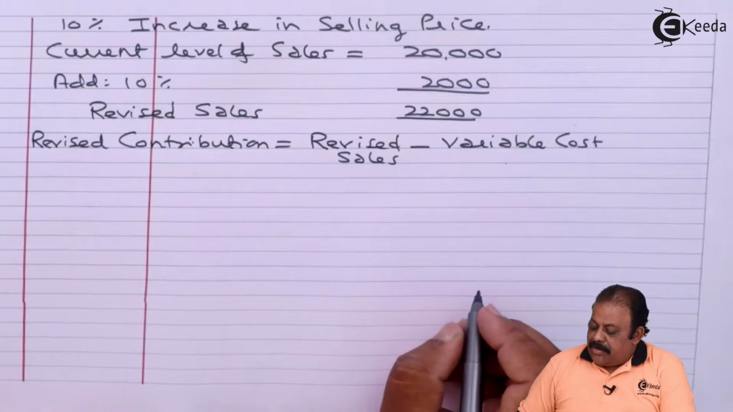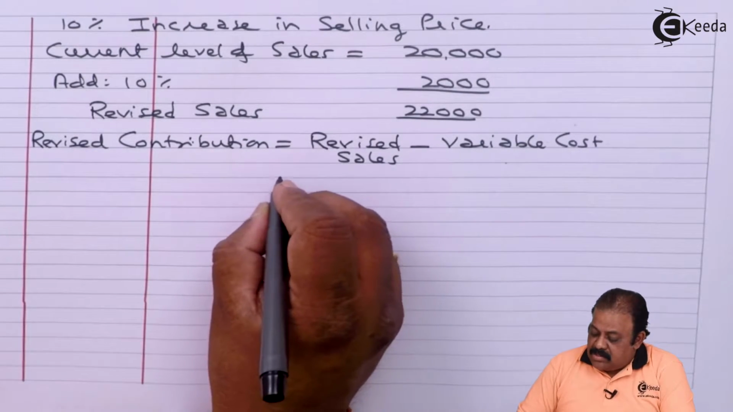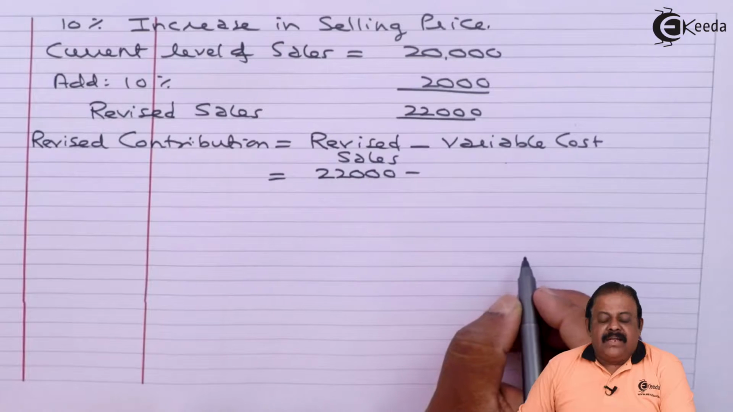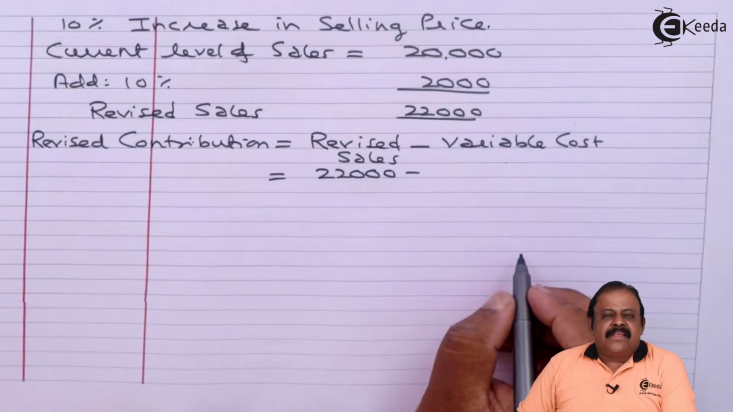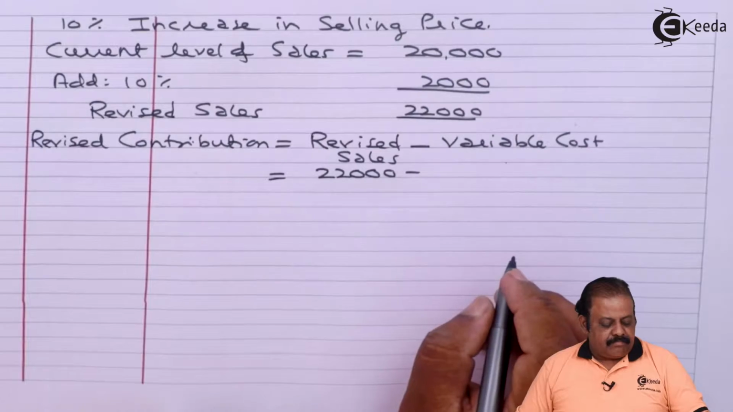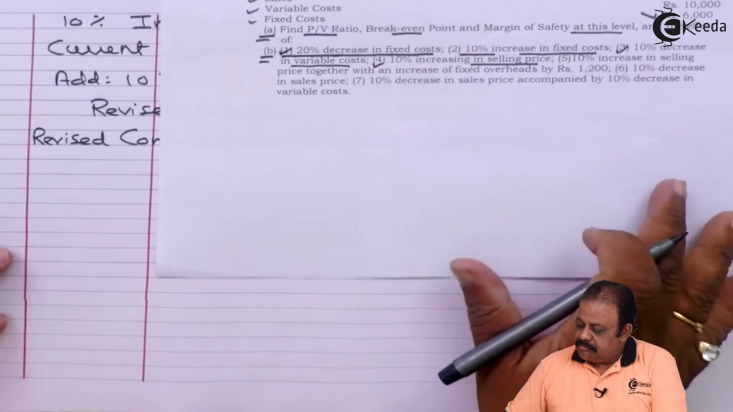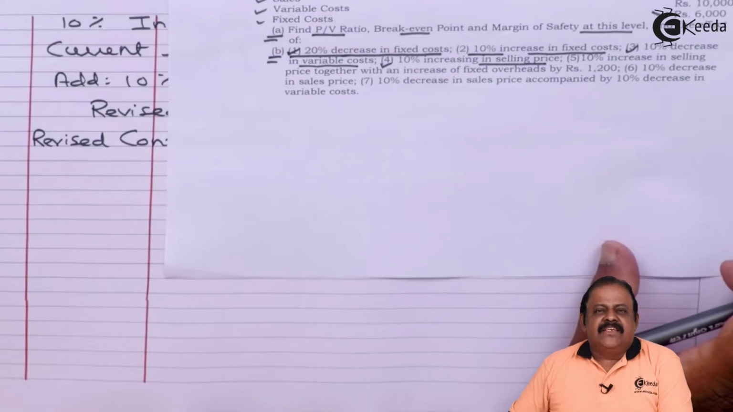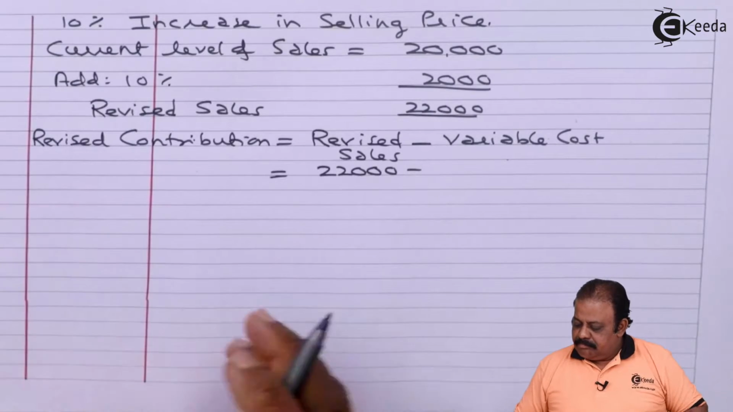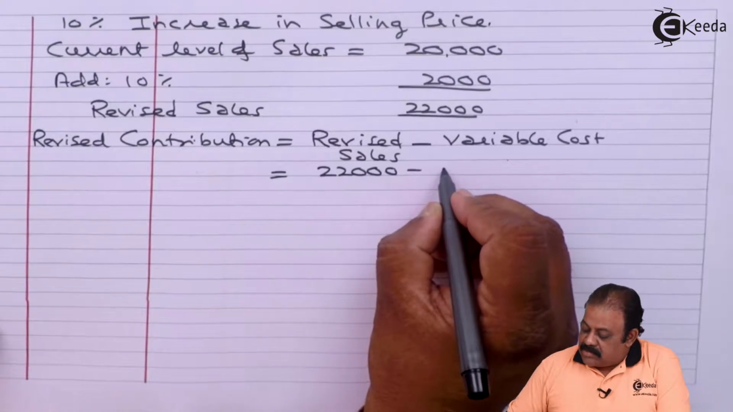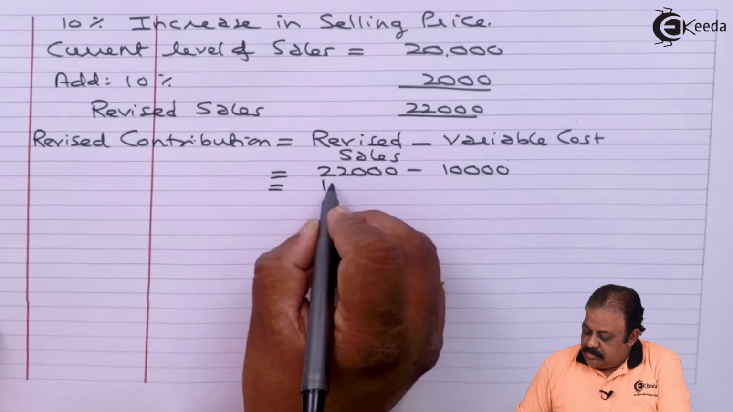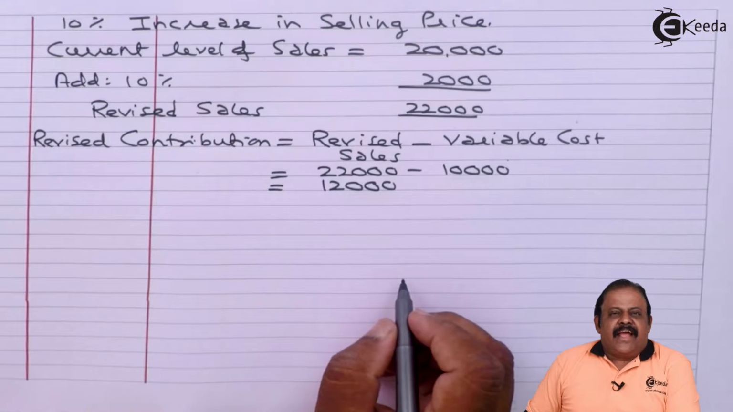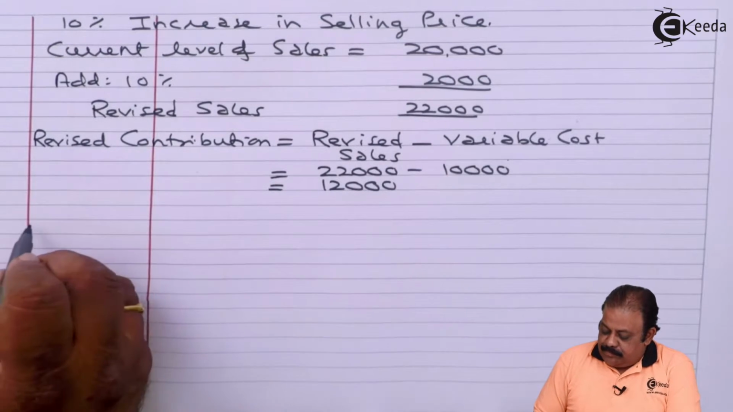Revised sales minus variable cost. So revised sales is 22,000 minus variable cost. It has remained the same. There is no change in variable cost. Variable cost is given as 10,000. So there won't be any change in variable cost. Less variable cost 10,000. So revised contribution we got is rupees 12,000. Now we can calculate revised PV ratio.